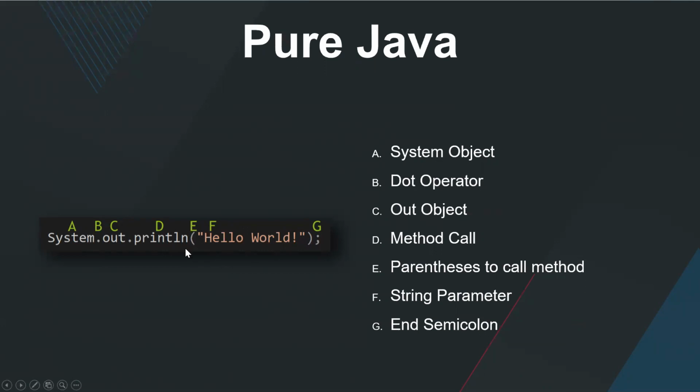Then we have our parentheses. That's what we use to execute and call the method, which means we're going to tell the method, hey, run. And whatever's inside of the parentheses is what we're giving it to run. So in this situation, we're giving it a string, which is just a series of characters or text, called hello world. Then we close that paren, and we add a semicolon to say, okay, our statement is done.